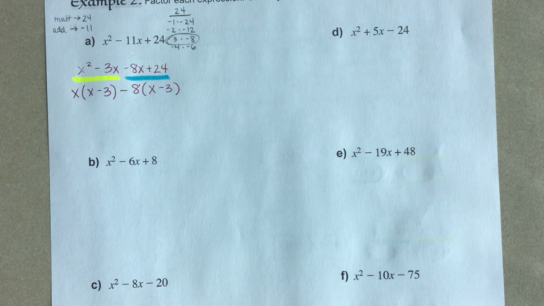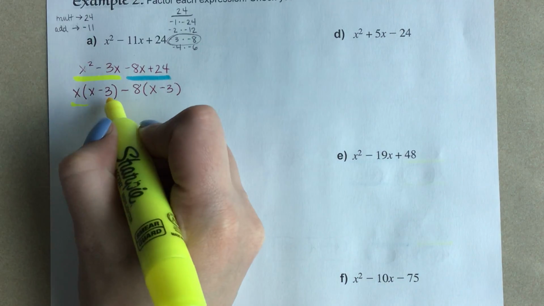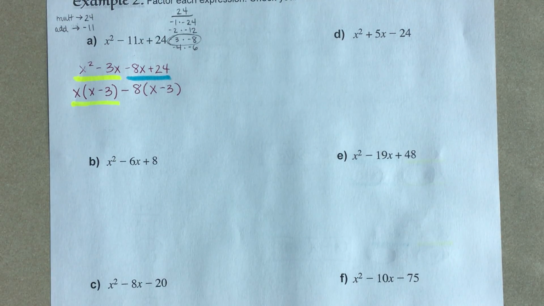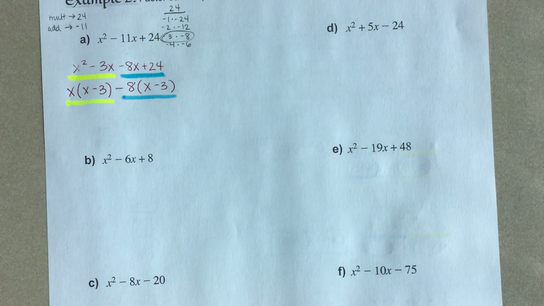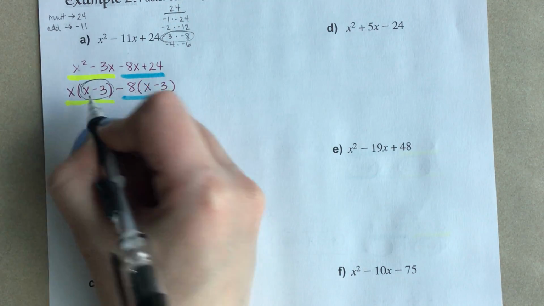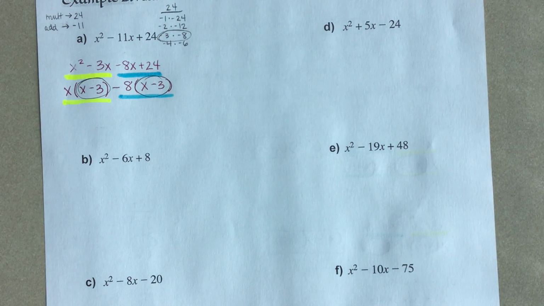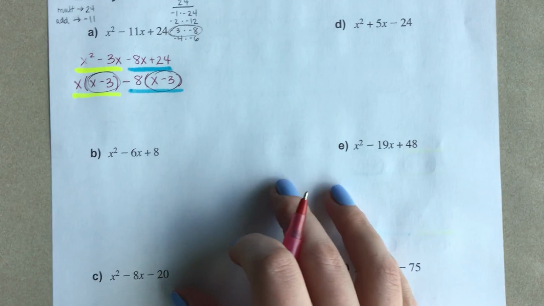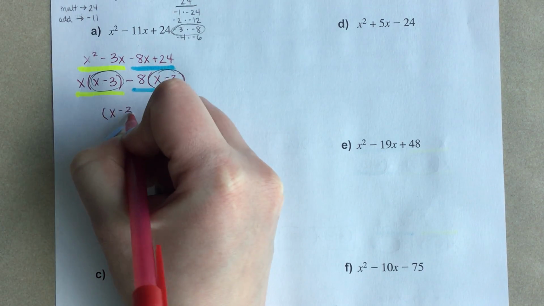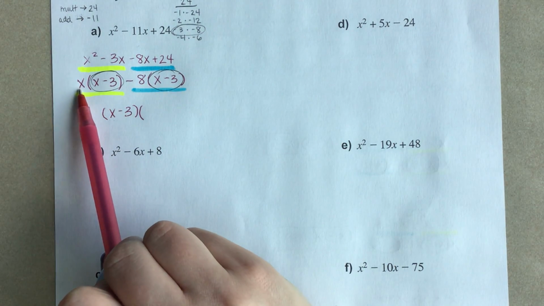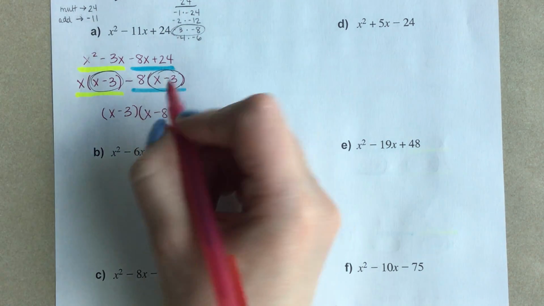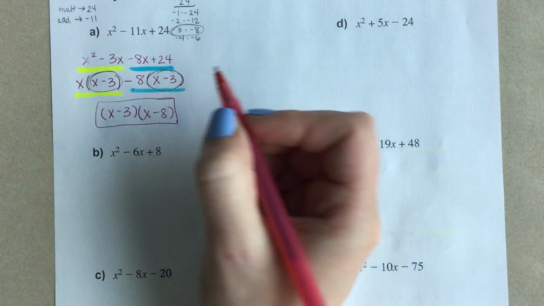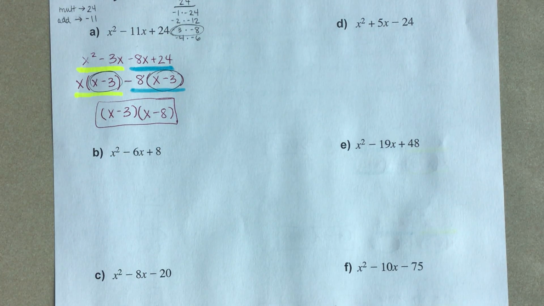Okay, still looking at the first half and looking at the second half, we have the parentheses in common. So because those parentheses are in common, I'm going to pull them out to the front. So I have x minus 3. And then what do we have left over? We have an x left over in the yellow and a minus 8 left over in the blue. And there is our solution. So this is very, very similar to what we've been doing. It's just we've got some negatives in there.